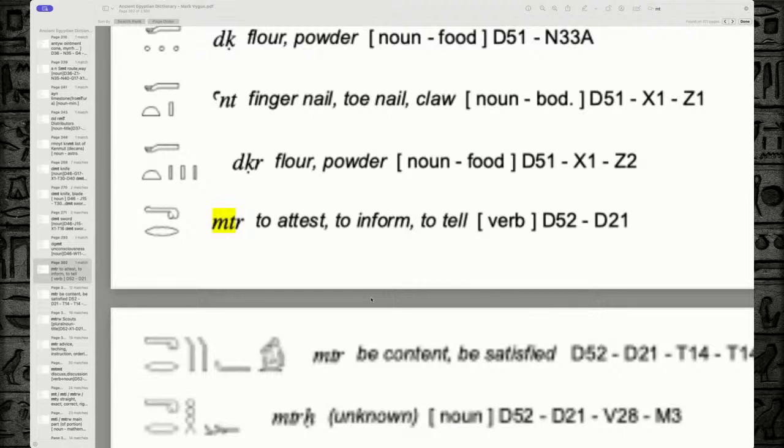So again, let me repeat it. This is a picture of a phallus, which is Gardiner code D52, and then an open mouth. Not just a mouth, but an open mouth, D21. A phallus and an open mouth. If you were to interpret this based on its pictorial value, what would you think the meaning is? I see people may be a little reluctant to answer that, so we can move forward.